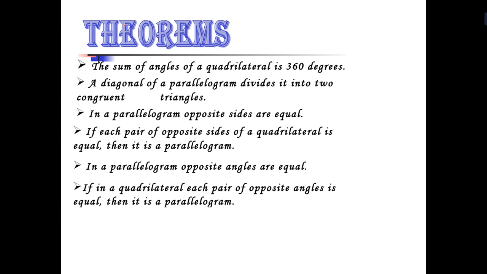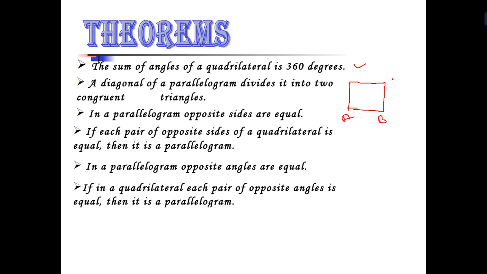Now some important theorems related with the quadrilateral. We are discussing it here. The sum of angles of a quadrilateral is 360 degrees. Already we have discussed it in the first slide.